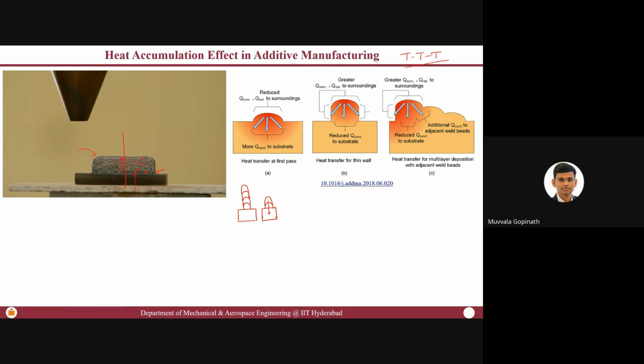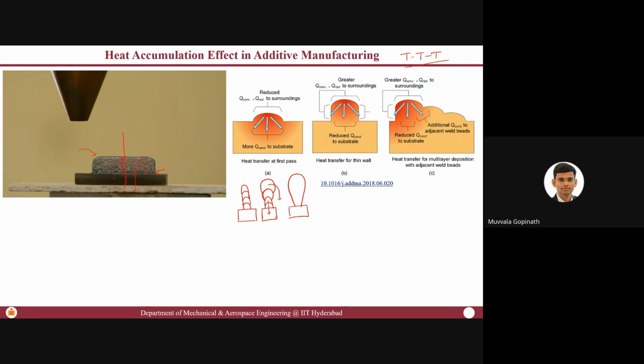From a certain number of beads onward, since it starts accumulating the heat, the molten pool will become unstable, as there is additional energy available because of this heat accumulation effect. The molten pool size becomes bigger. At one point of time, it becomes unstable and falls down. This is what we call the tear effect. So your cross section will look like this.